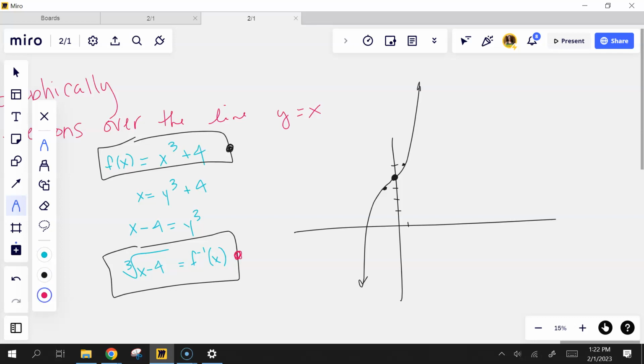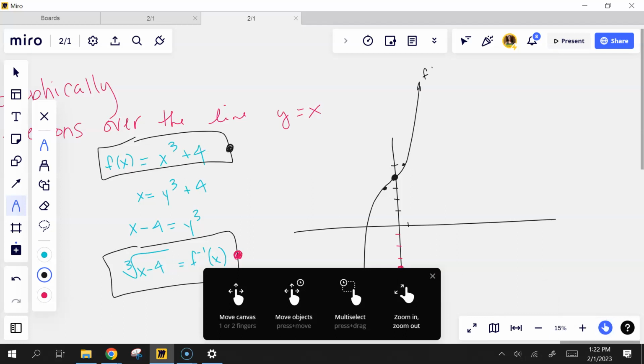I'll do this one in red. So this is a cube root. Remember, that looks like the S. And it's been shifted down 4. And the first one in black is cube. Yep. I should label it. This is f of x.